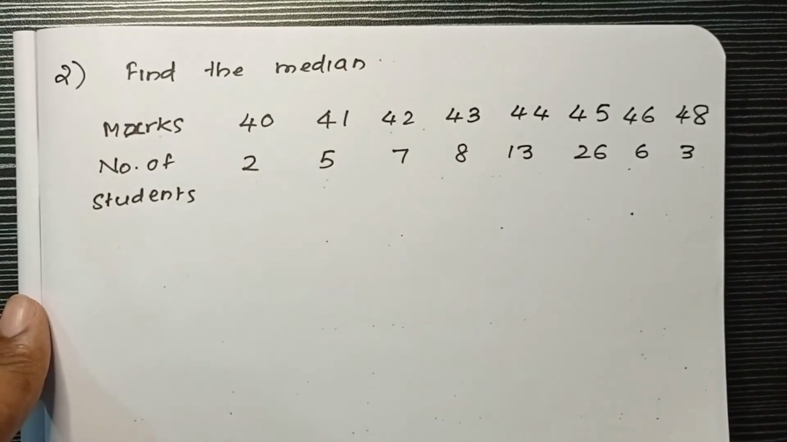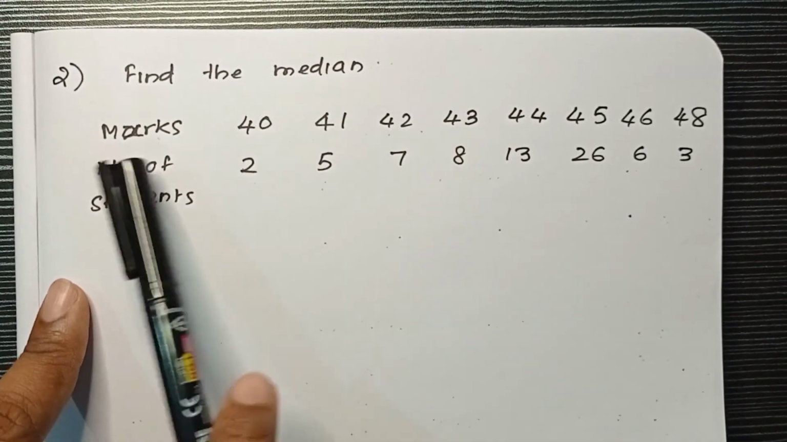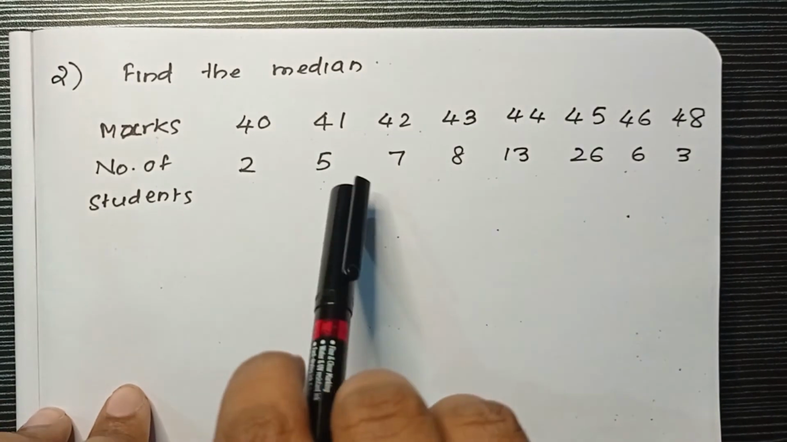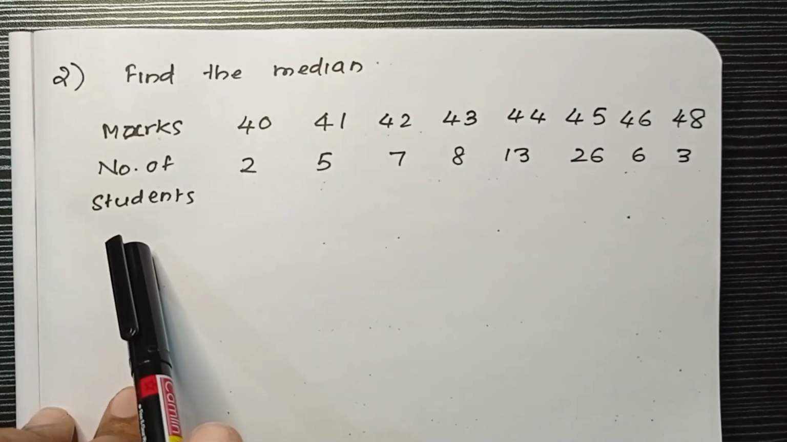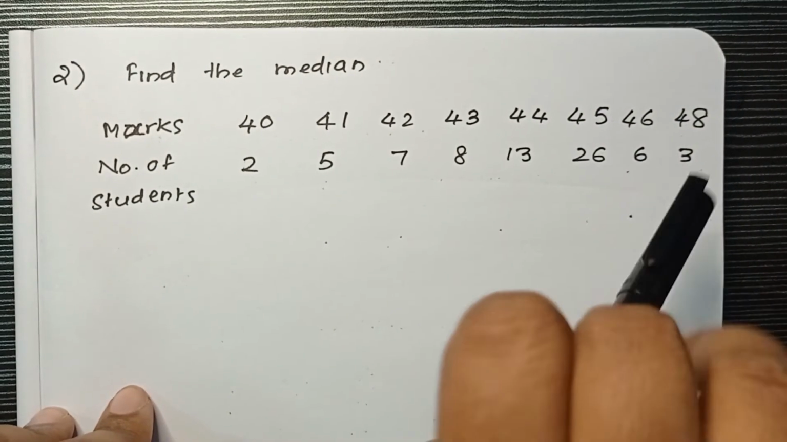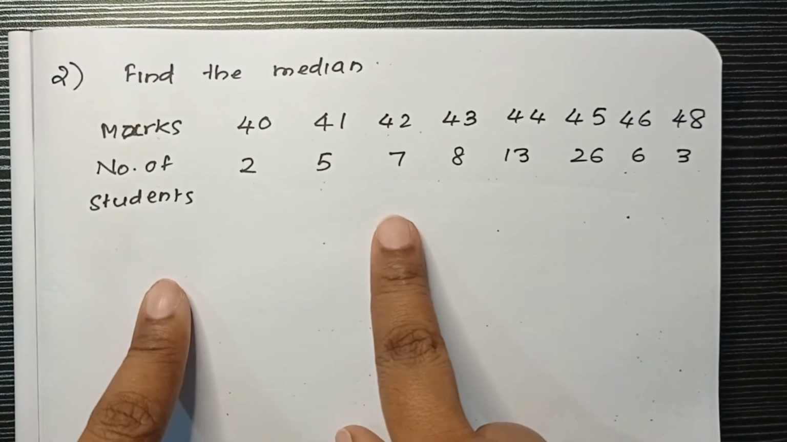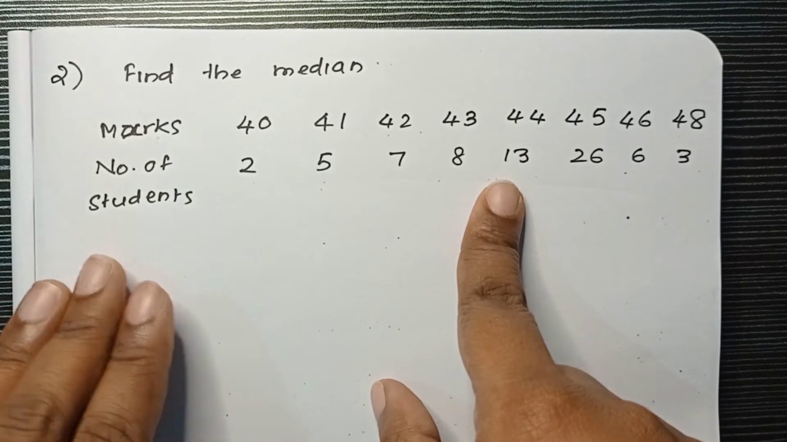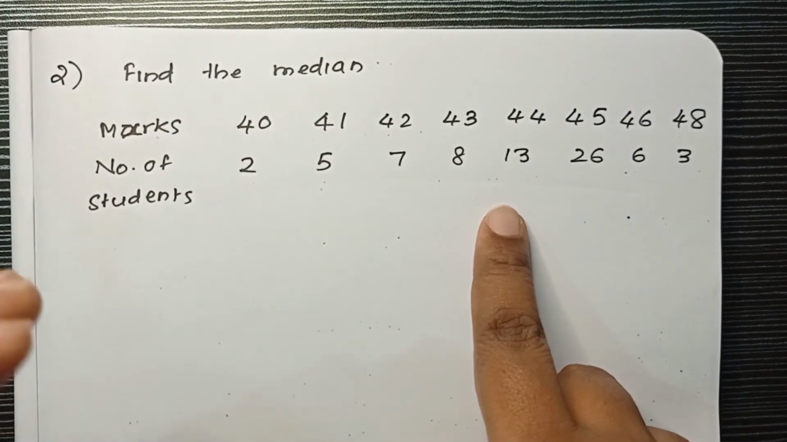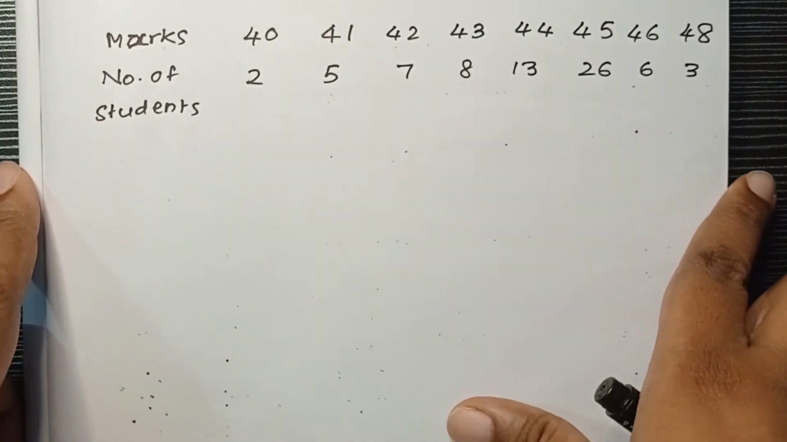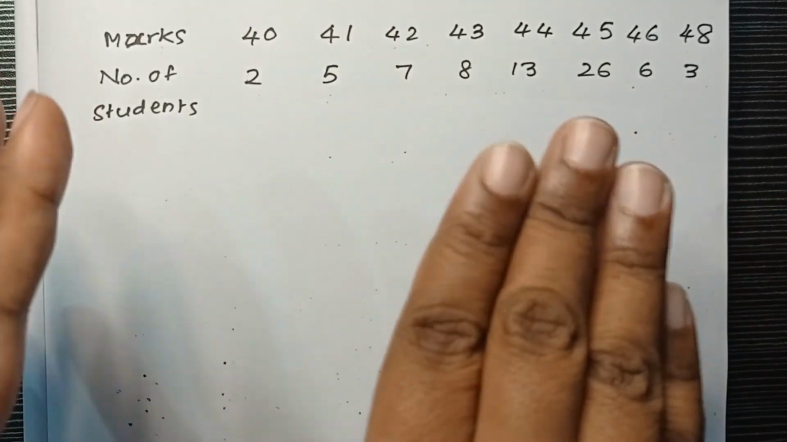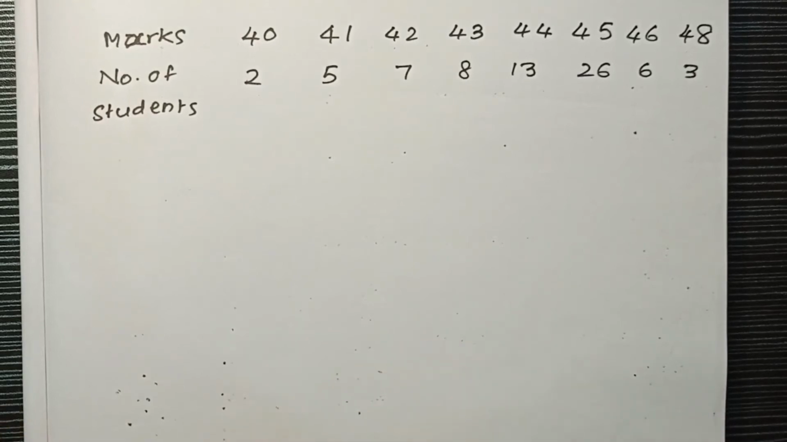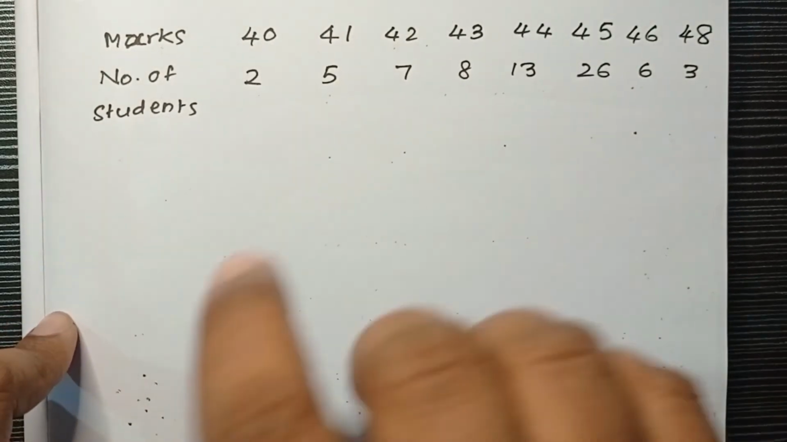Now here also median is given, marks are given, and number of students are given. Here we don't have to write it in ascending or descending order because it is already given in ascending order. While I am writing the question here, please pause it and note down the question. Now I'm going to write it in a tabular column.